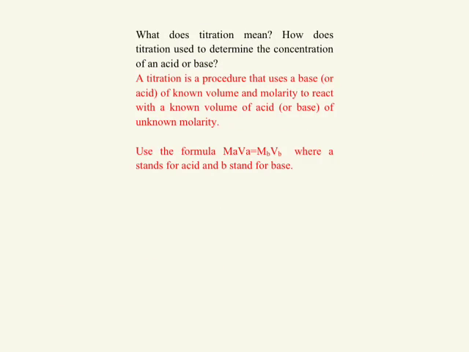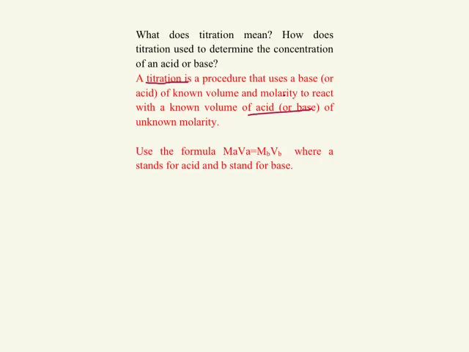Sometimes it is necessary to know the exact concentration of an acid or a base in a solution. Titration is a procedure that uses a base or an acid of known volume and molarity to react with the known volume of acid or base to find the unknown molarity.